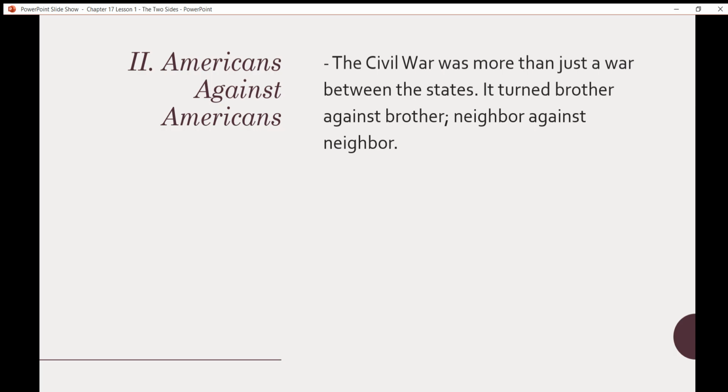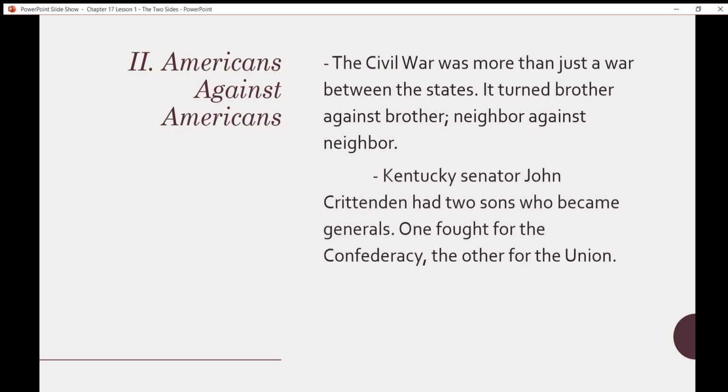It turned brother against brother, neighbor against neighbor, and not just in a metaphorical sense, literally families torn apart due to their differing beliefs in terms of slavery. In defense of slavery, the South was willing to do anything. Pretty much the North at the same time would do anything to defend their beliefs against slavery. So this definitely divided lots of families.